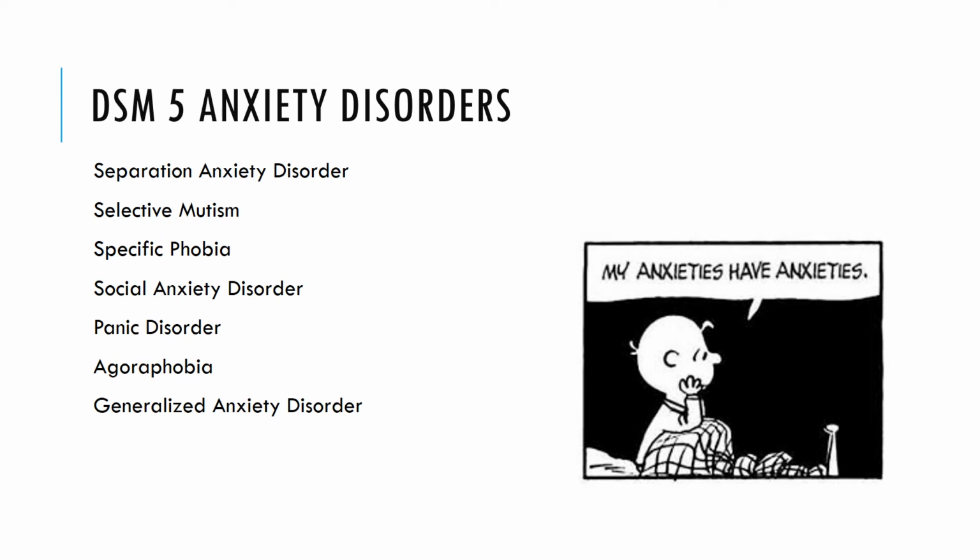So in the DSM-5, there are a lot of anxiety disorders. There's separation anxiety disorder and selective mutism, which are both childhood disorders. There's specific phobia, social anxiety disorder, panic disorder, agoraphobia, and generalized anxiety disorder. And we're going to go through the DSM criterion for each one of them and the epidemiology for each one of them as well.